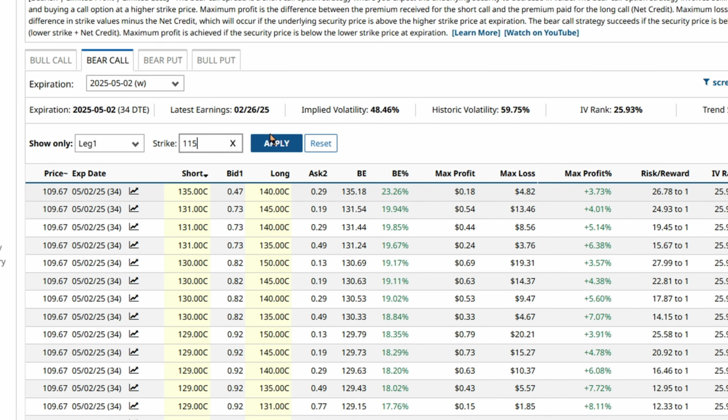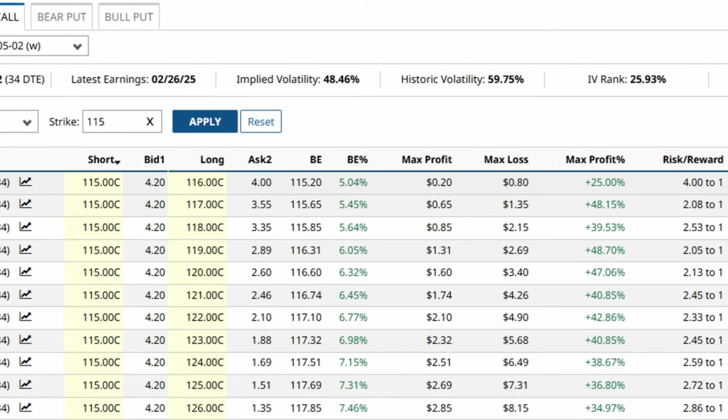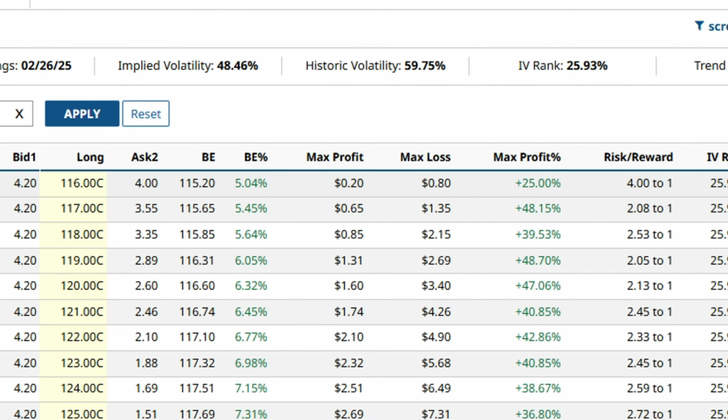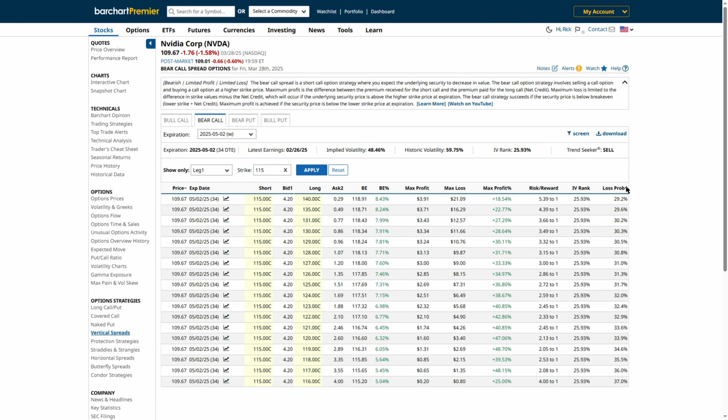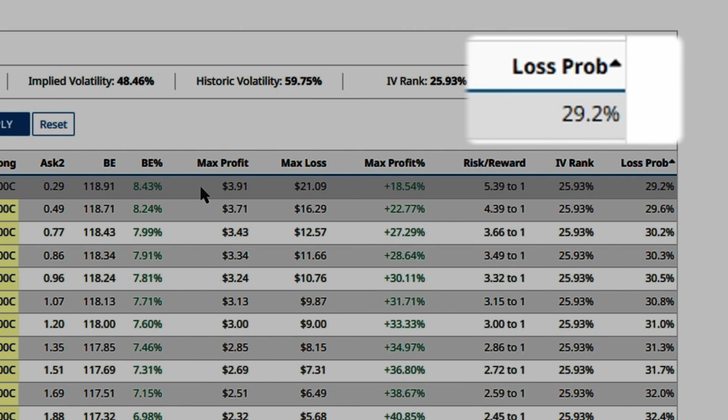Now here's your choices for the $115 strike bear calls. I can arrange the results based on any of the column headers here, and I'll arrange them from lowest to highest loss probability. And here we have the top trade with a 29.2% chance of loss or a 70.8% probability of profit.